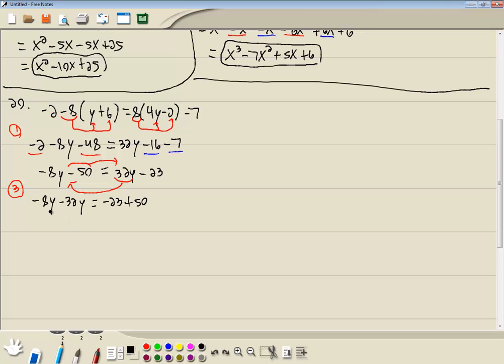Combine together like terms in a step. Negative 8y, negative 32y gives us negative 40y. Combine numbers. Negative 23 plus 50 gives us 27.